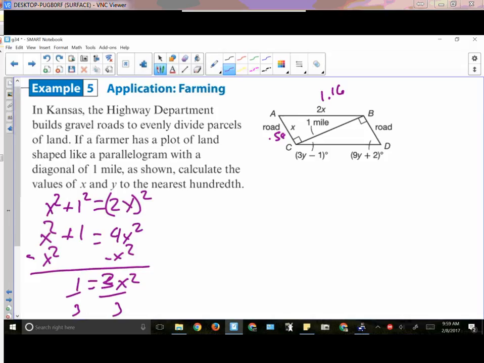Does that seem reasonable for the distance for those sides of the triangle? If that's a mile, that's a little over a half mile. That should be, that makes sense. It's reasonable.